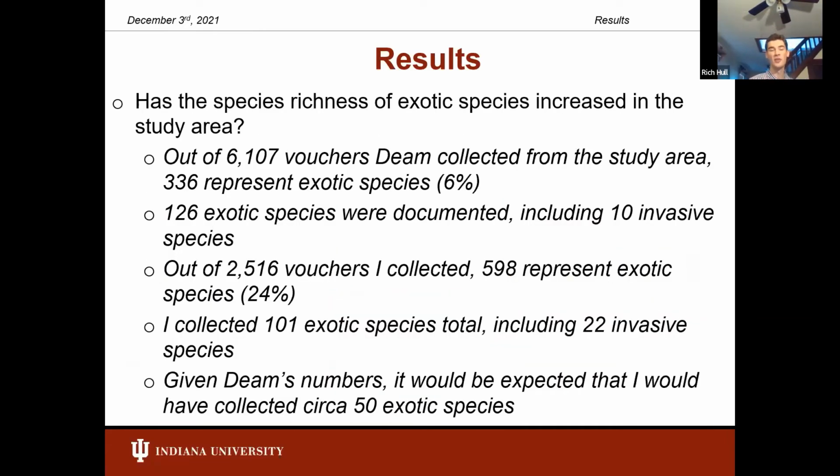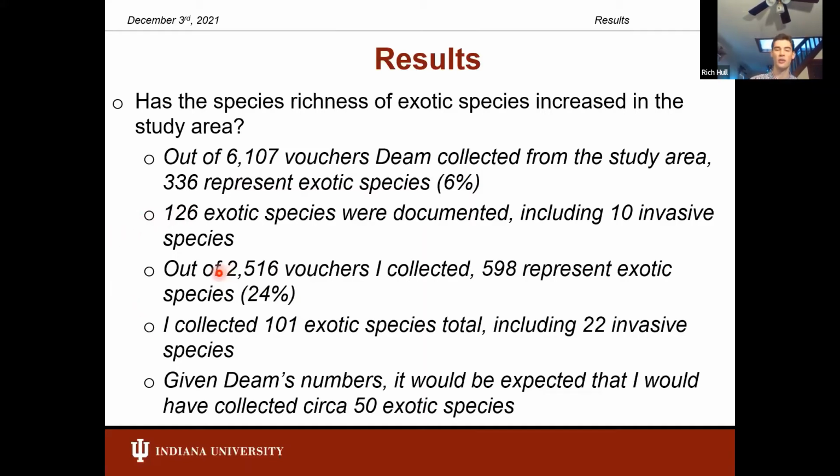So one of the main questions I had at the beginning of the talk was, has the species richness of exotic species increased in the study area? So I did some preliminary things just to see if that's the case. So here, Dean collected 6,100 voucher specimens total. And out of these, only 336 represented exotic species. This is about 6%. In direct comparison, I collected 2,500 vouchers, but 598 represented exotic species. So it's about 24%. 126 exotic species were documented by Dean, including 10 invasive species.